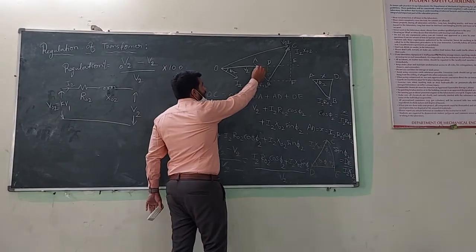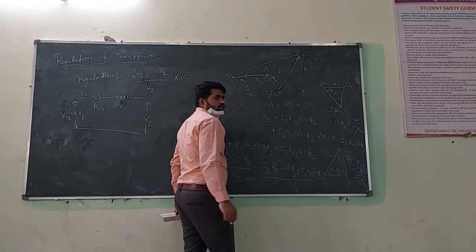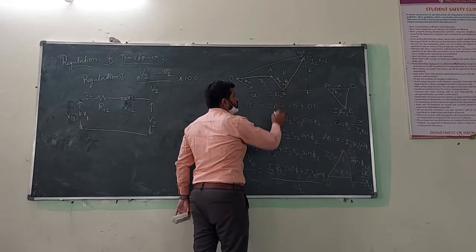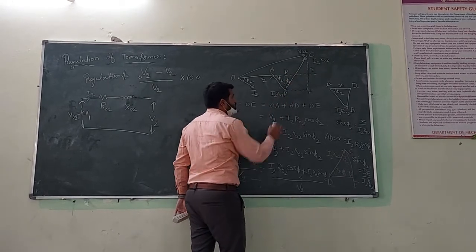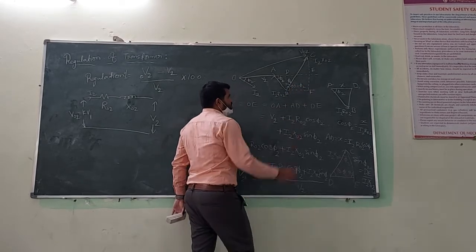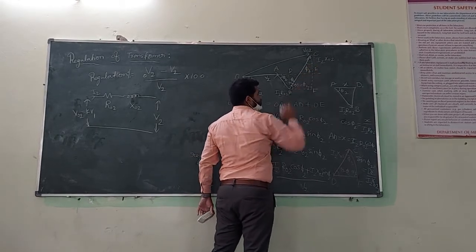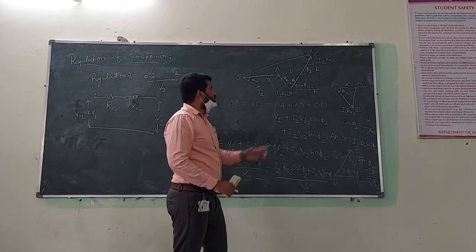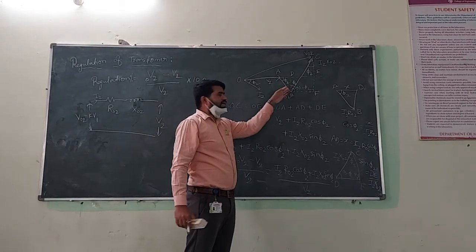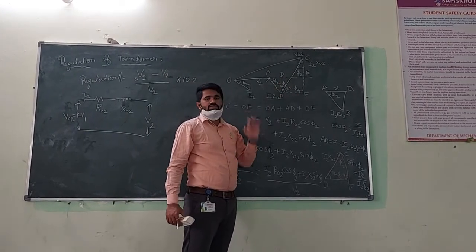Then, the angle between voltage and this current is phi 2. If it is phi 2, the total angle is 90, so you will get 90 minus phi 2. What angle will you get here? Phi 2. Clear? When two parallel lines are cut by a straight line, you will get the same angles. And it is 90 minus phi 2. There you will get the phi 2.